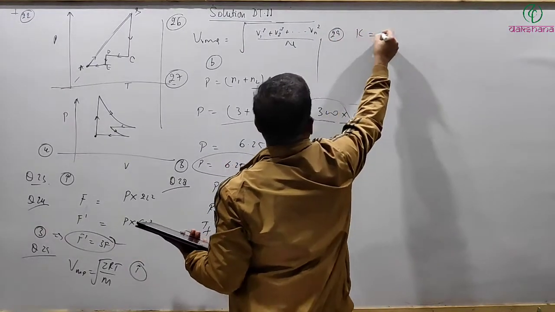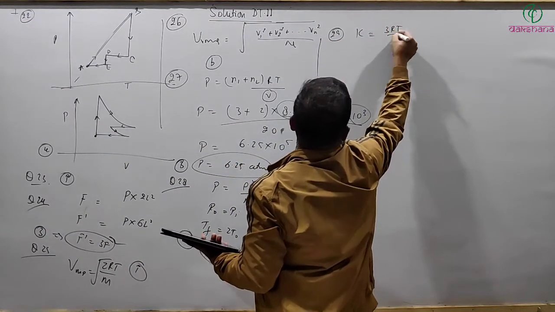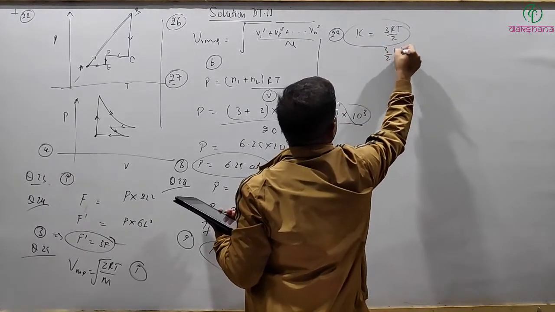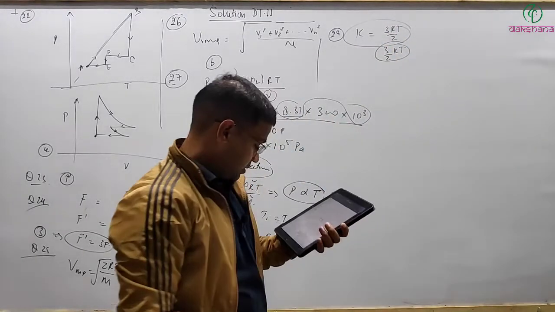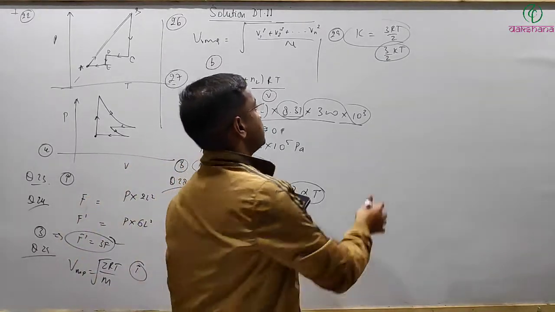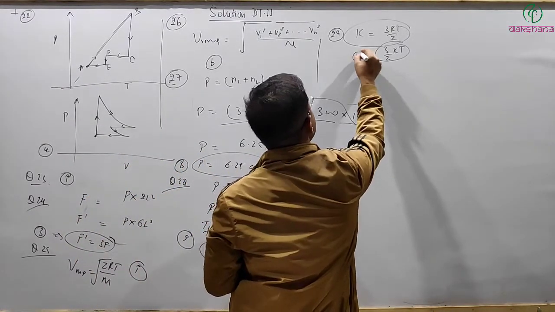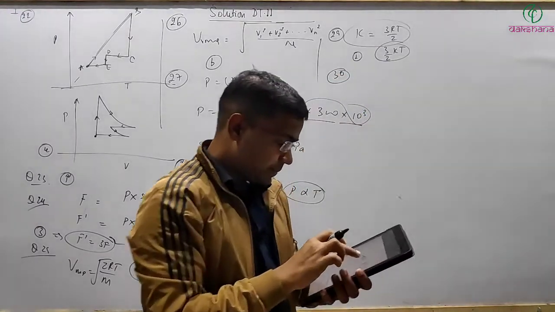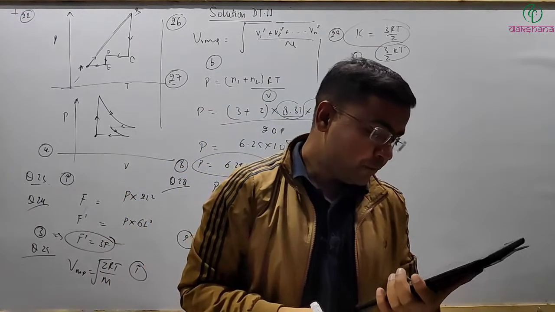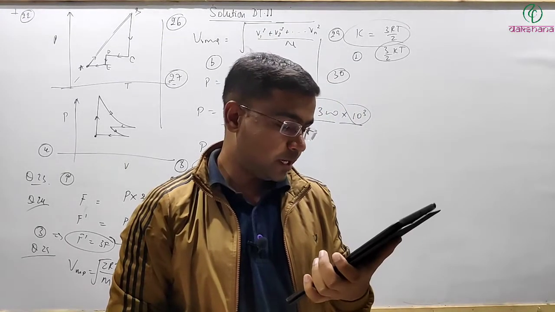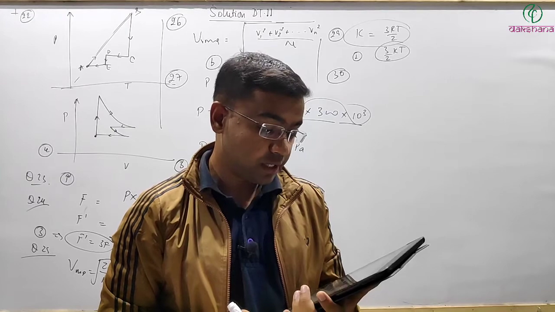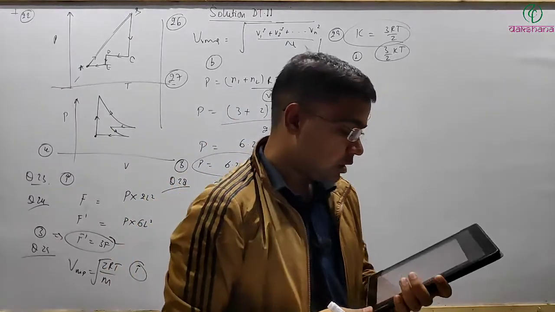So translational kinetic energy is equal to 3 RT by 2 for 1 mole and 3 by 2 KT. तो ये यहाँ पे कितना हो जाएगा, yeah 3 by 2 because it's talking about one molecule, so that is matching with option number 1. Question number 30. VT diagram for a process of a given mass of an ideal gas is shown in the figure. During the process, pressure of the gas.